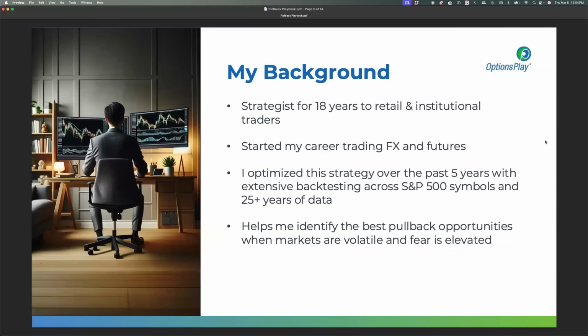So I've been a strategist for 18 years, working with clients, both retail and institutional investors. I started my career actually trading in currencies and futures. But over the last 5 years, I've really spent a lot of time back testing across the entire S&P 500 range of symbols using 25 plus years of data to identify these pullback opportunities and understand when you want to pull the trigger to be buying the dip.